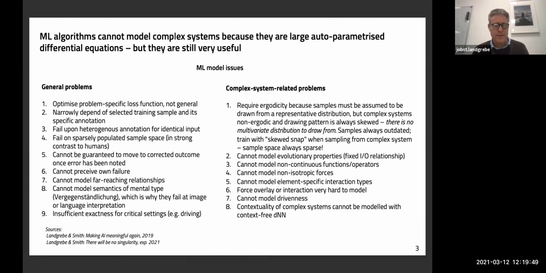And the reason is, there are many reasons which have been known for a long time why there are problems with machine learning algorithms. One is that they optimize problem-specific loss functions, and therefore they are not general, but just problem-focused. The loss functions are designed by engineers. They are narrowly dependent on the selected training samples and its specific annotation.